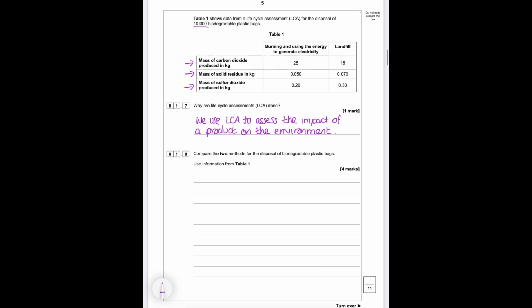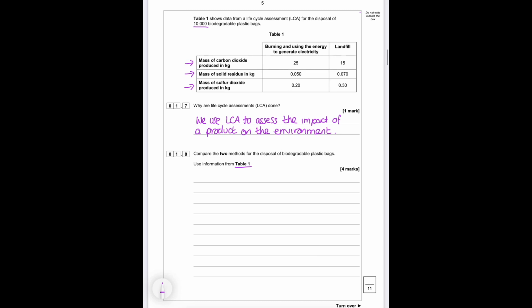Now, for the next part of the question, it says compare the two methods for disposal of biodegradable plastic bags. Use the information from Table 1. Okay, so if we look at Table 1, we can see that burning the biodegradable plastic bags produces 25 kilograms of carbon dioxide, whereas putting them into landfill produces 15 kilograms.